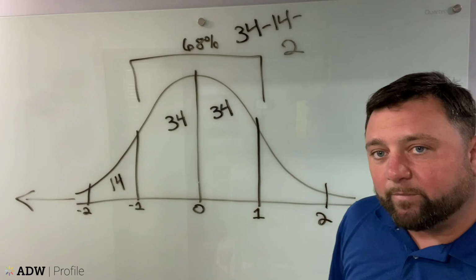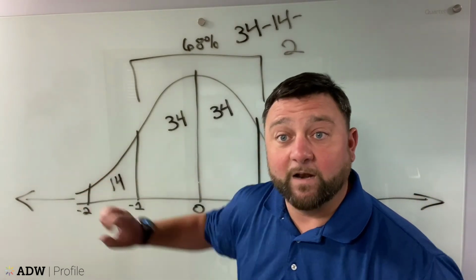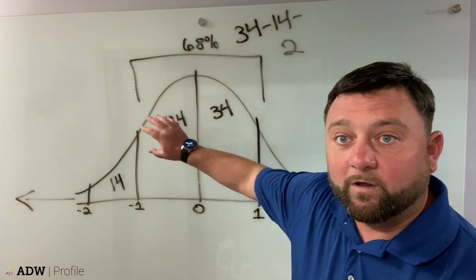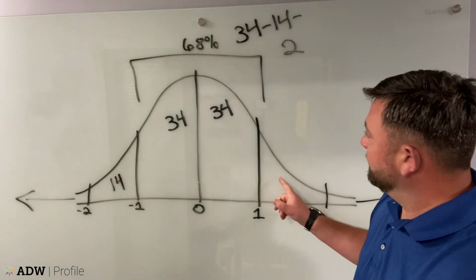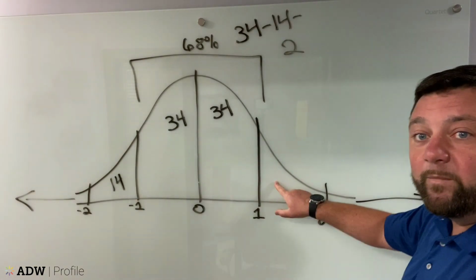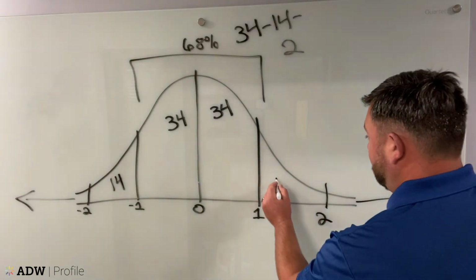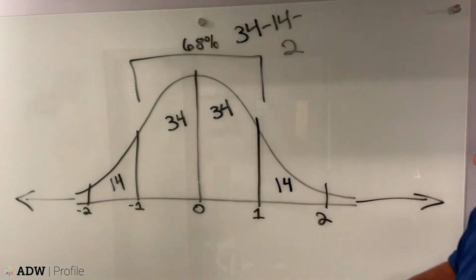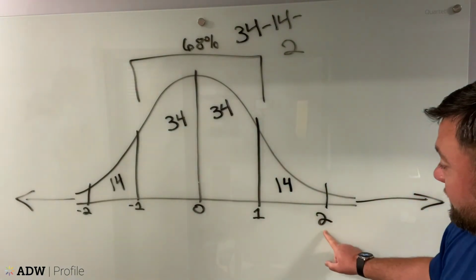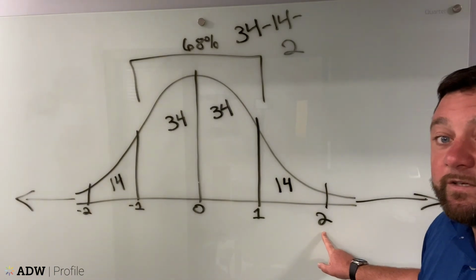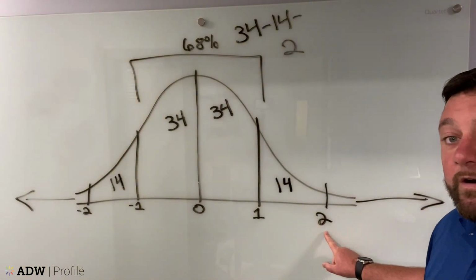So out of 100 people, 14 of them are going to be down here. Out of 100 people, 34 are here. Out of 100 people, another 34 are there. Now you're starting to see a pattern, I bet. What percentage of people go right here? You got it, 14%. So 14% of people fall between 1 and 2 standard deviations above the mean. So that's getting to be pretty high or far to the right.